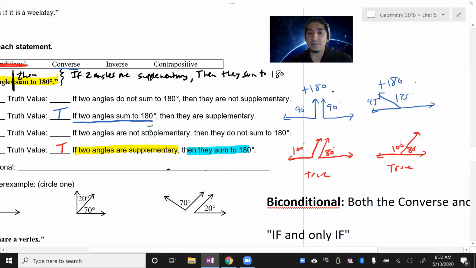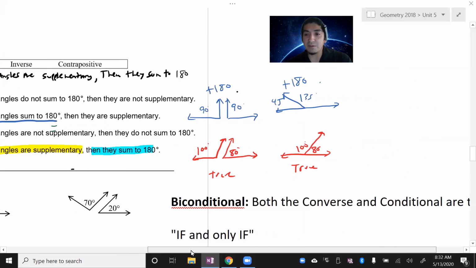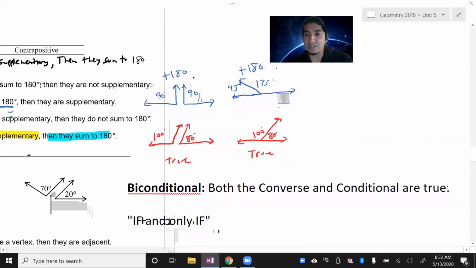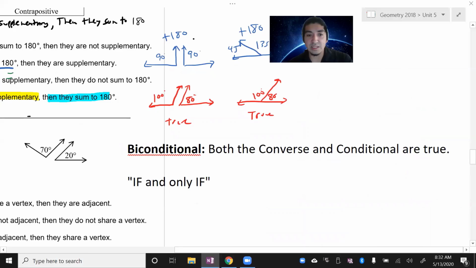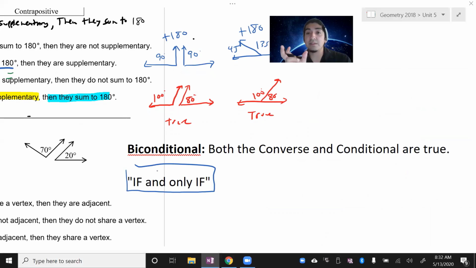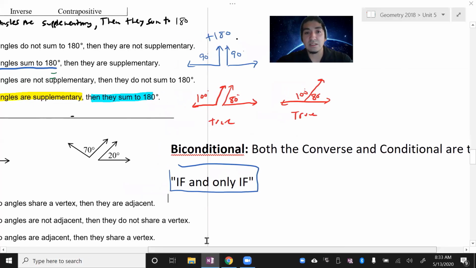Okay. Now, you may have noticed this part right here, where both the converse and conditional are true, and that'll be considered biconditional, which means if and only if. So this is just saying that if you have a statement and you find that the hypothesis and the conclusion are both true when they're in conditional and also when they are converse, you can use this phrase to combine it, and that will let you know immediately that it's biconditional.